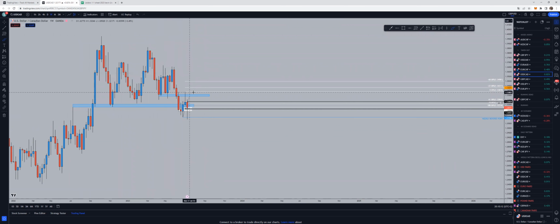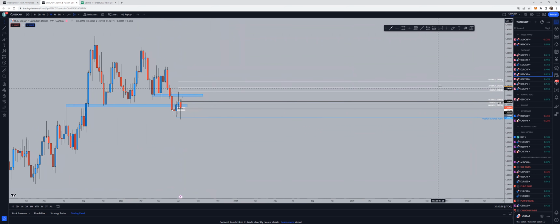We had the weekly zones against us, so that's why this was a 1 in 4 criteria, but I wanted to potentially take this on my 50K account. On my 200K, I will not take such kind of trades.